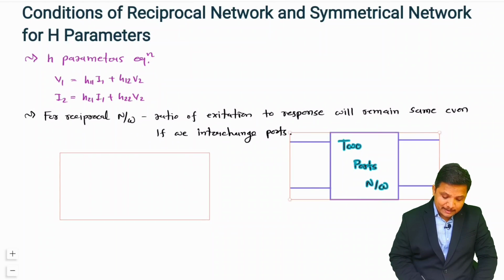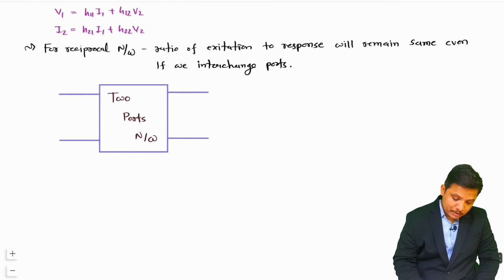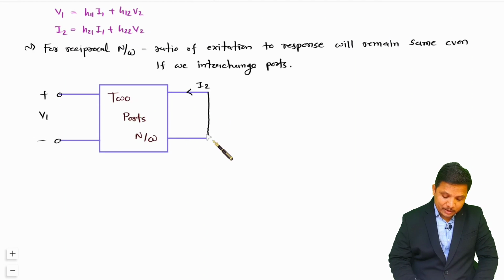So what I'll be doing is, I'll be considering one two-port network here, and for this two-port network, I'll apply excitation at port 1. Let us say at port 1, we are having voltage V1, and at port 2, we are measuring response, and let us say response is current I2. And here I am providing short, so I can say here V2 will be equal to 0, right? Now if I interchange the terminals, then what will happen? So let me draw two-port network again.